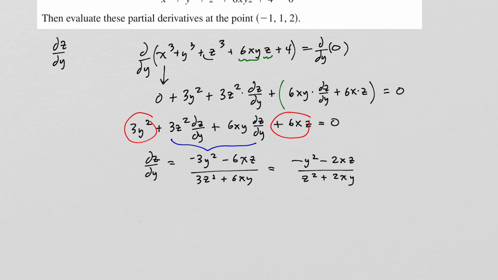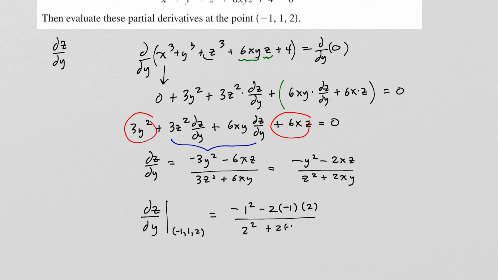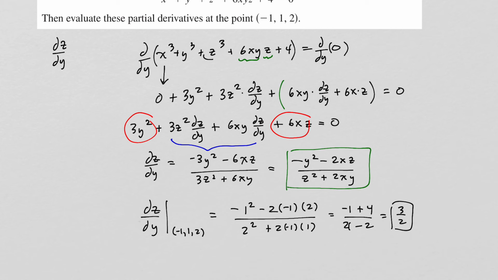All right. Now, the partial derivative of z with respect to y, evaluated at the point -1, 1, 2, is -1 squared minus 2 times -1 times 2 divided by 2 squared plus 2 times -1 times 1. And this is -1 plus 4 divided by 4 minus 2. And this is 3/2. So here's the partial derivative. And here is the partial derivative evaluated at the point.